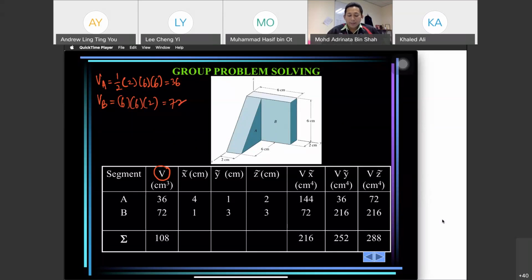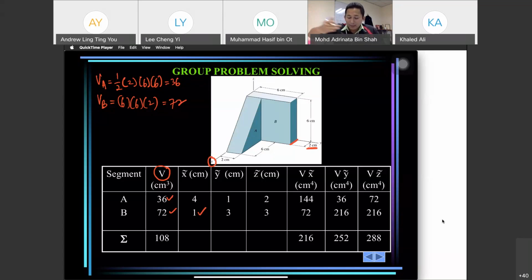Okay, so that is our volume. And then we look at our X bar. So this is our X. We need to look at our X bar. The first one is very easy. For B, X is easy. We have X of 2 centimeter, and the length is 2 centimeter. Divide by 2 is 1. So we have 1.